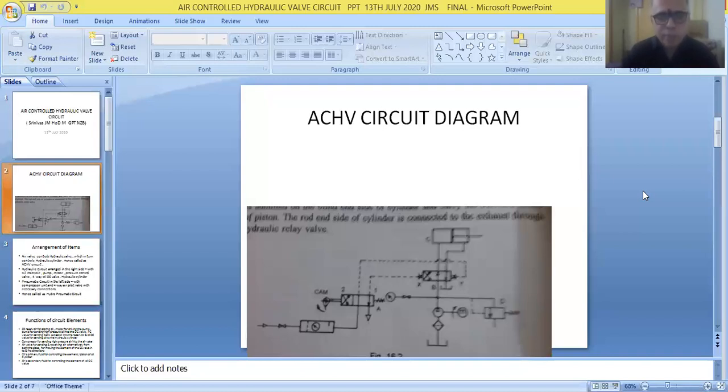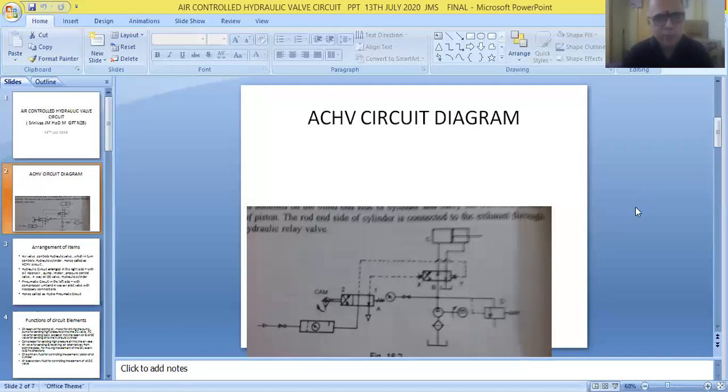Here the air valve is controlling the hydraulic valve. The hydraulic valve is controlling the hydraulic cylinder. The hydraulic cylinder is controlling the tool or the spindle of the machine. So basically, an air valve is used here. We are using the air valve for controlling the operation of the hydraulic valve. Therefore, it is called an air-controlled hydraulic valve circuit. It can also be called an air-controlled hydraulic circuit.